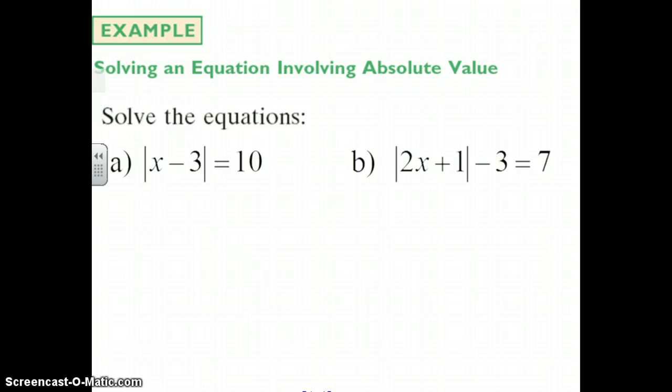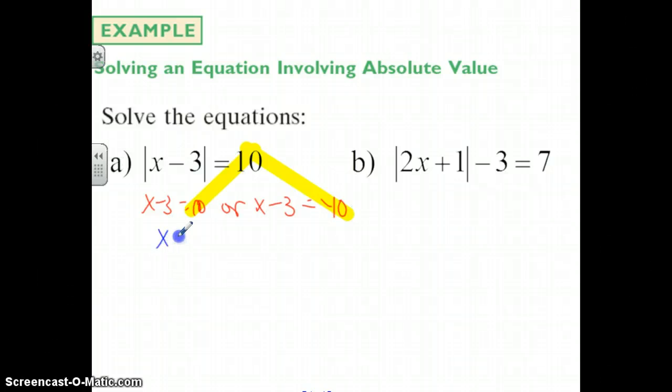So our first example: the absolute value of x minus 3 could be 10, or it could be negative 10. Again, I'm talking about the value inside the absolute value could be 10, or it could be negative 10. And I'm going to work out two separate problems here. So if I add 3 to both sides, x is 13, or x is negative 7.